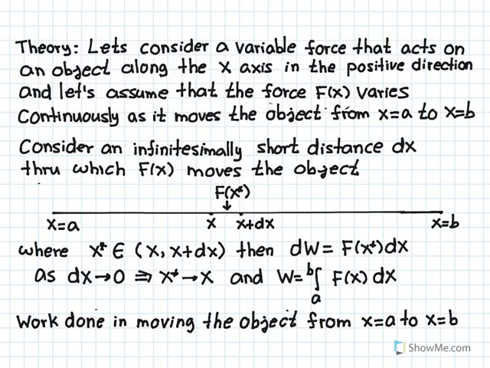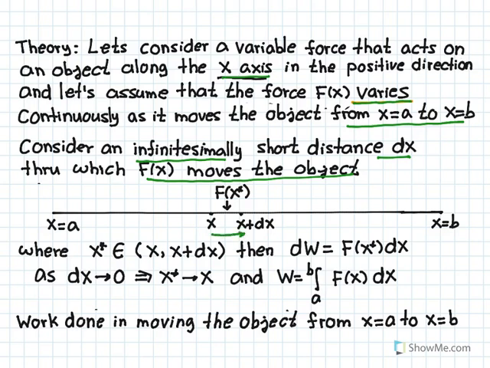All right, now let's consider a variable force that acts on an object along the x-axis in the positive direction. And let's assume that the force varies continuously. So the force acts continuously, and it varies continuously as it moves the object from x equals a to x equals b. Consider an infinitesimally short distance dx through which f of x moves the object. So f of x is moving the object from x to x plus dx.